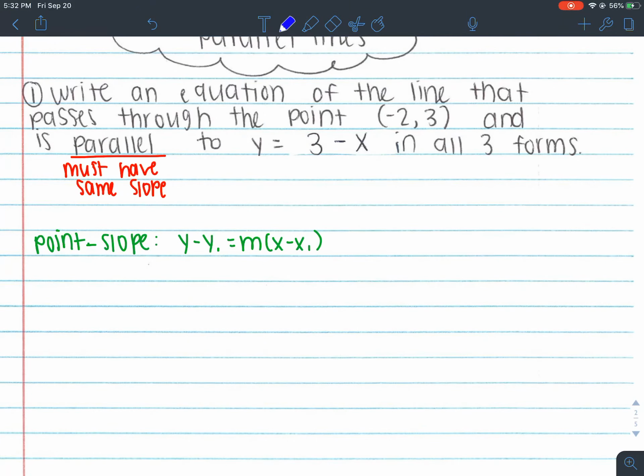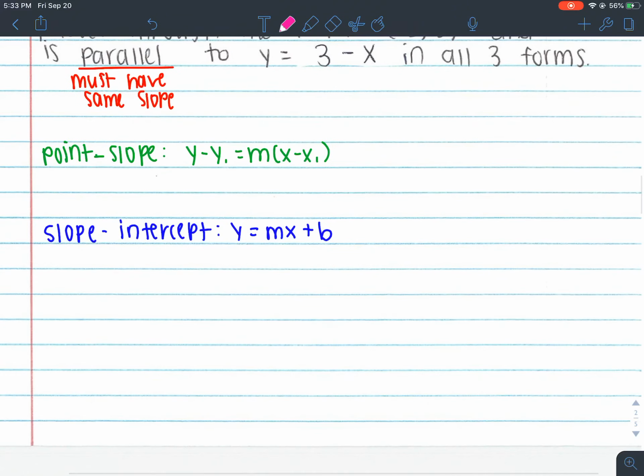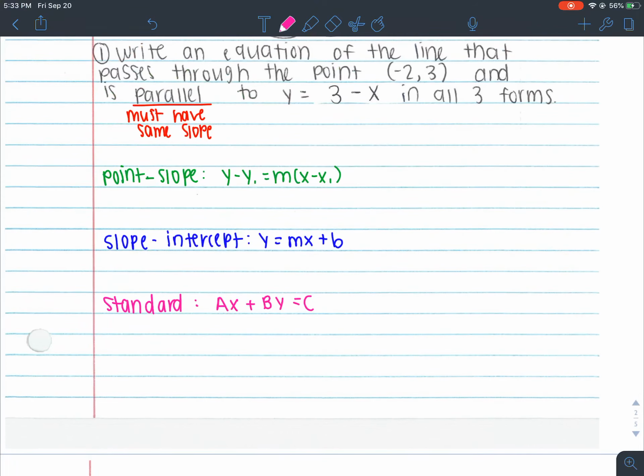We'll leave some room, and then the next form we go into is slope-intercept, where y is by itself, so we have y equals mx plus b. And then we have standard form, which is ax plus by equals c. Now remember with standard form, you can't have any fractions. Your a has to be positive, and your x and y are on the left side. So let's go ahead and write this in all three forms.